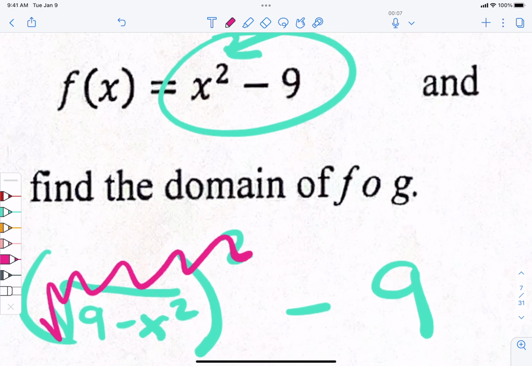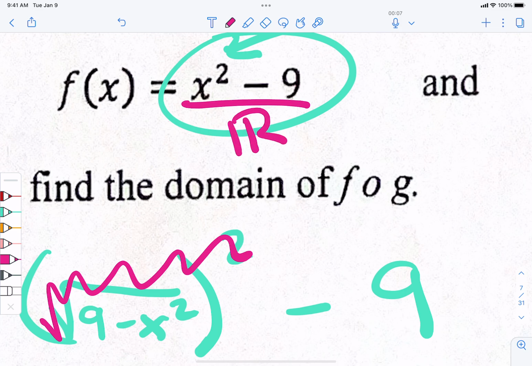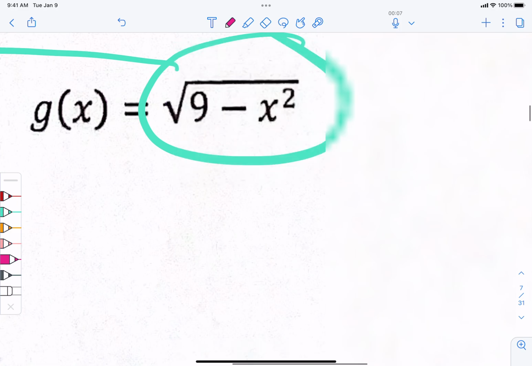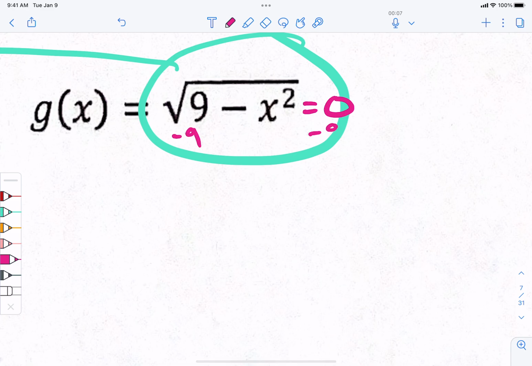So what went into that composite function? This piece, its domain is all reals, fine. But this one, we already said, is not all reals. We have to decide what x can be and what x cannot be. So I usually set this equal to 0. If I set the inside equal to 0 and subtract the 9 over, I have negative x squared equals negative 9, which means positive x squared equals positive 9.